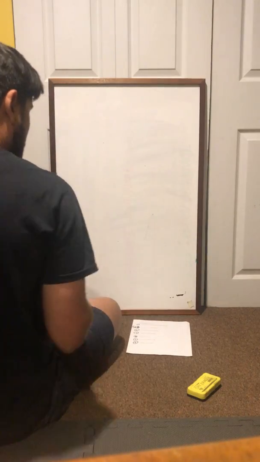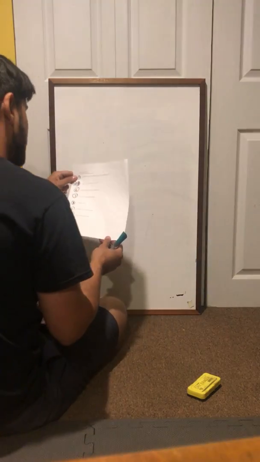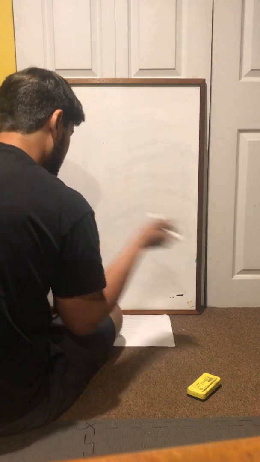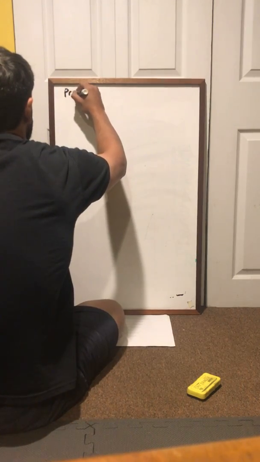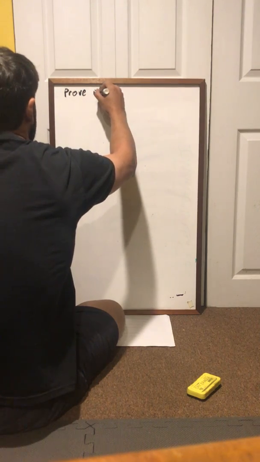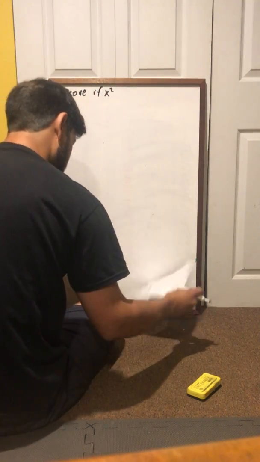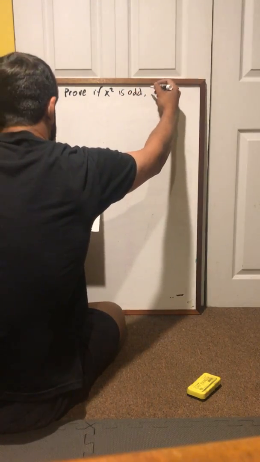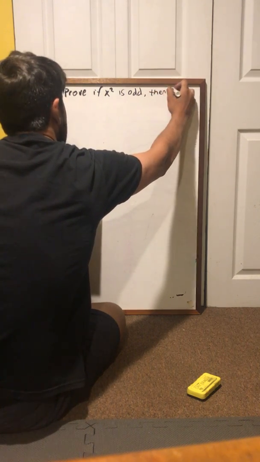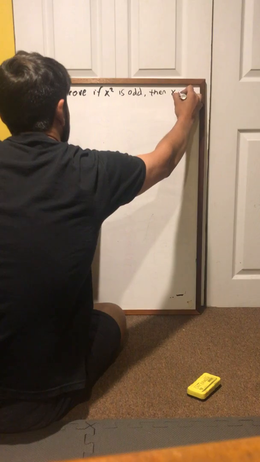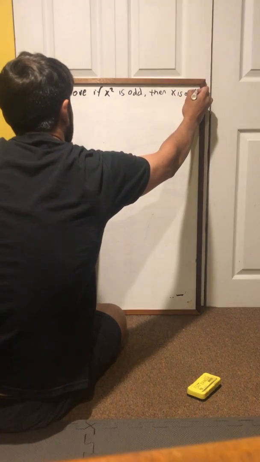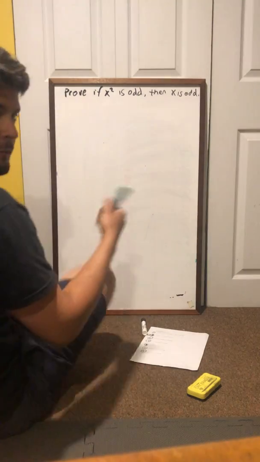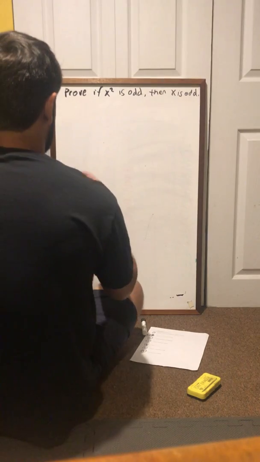So we're going to get started on this second problem. Let's use black. Prove if x squared is odd, then x is odd. So to start, again, we'll go through all the different definitions that we're going to need for this problem.